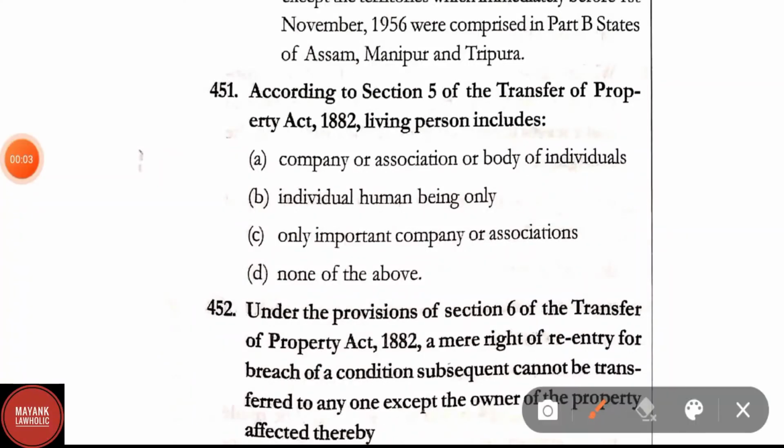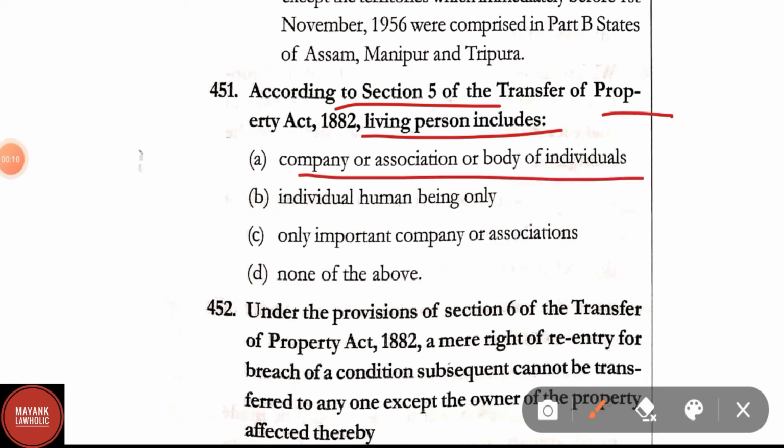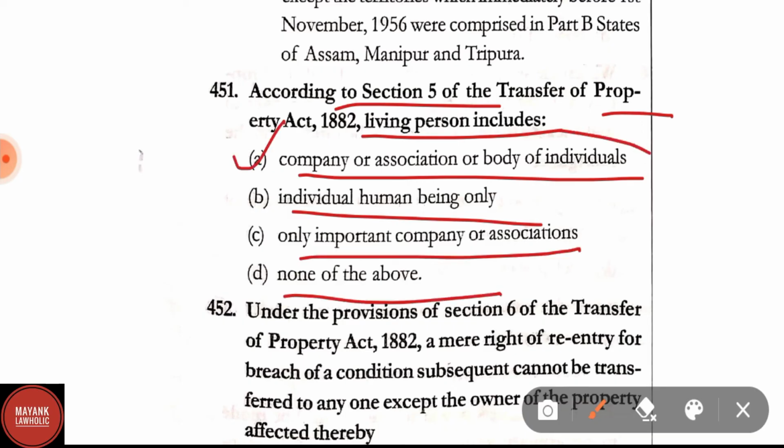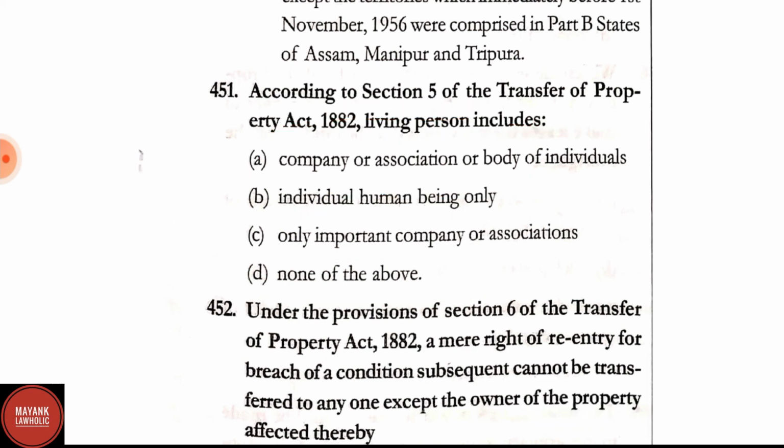Question number 451. According to Section 5 of the Transfer of Property Act 1882, living person includes option A, company or association or body of individuals; individual human beings only; company or association; none of the above. Here correct answer is option A, that is company or association or body of individuals.